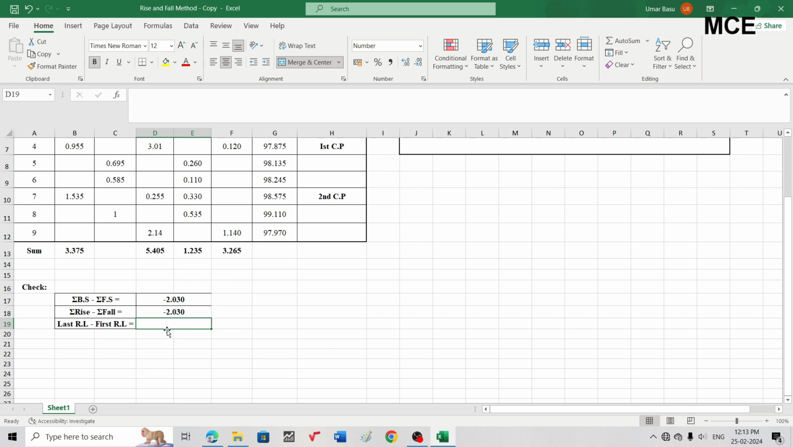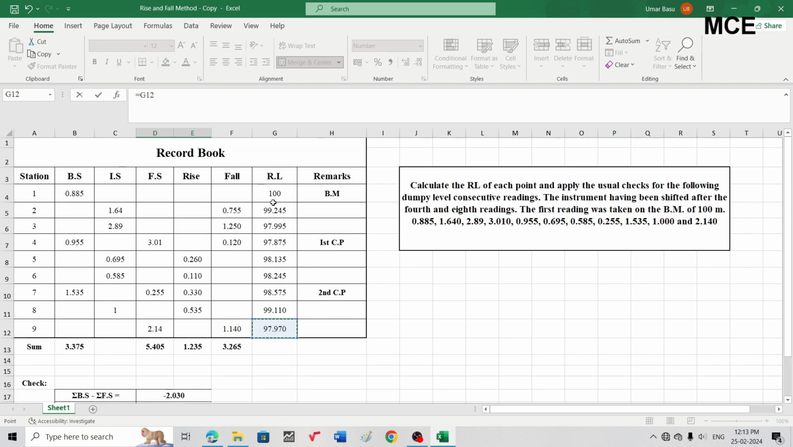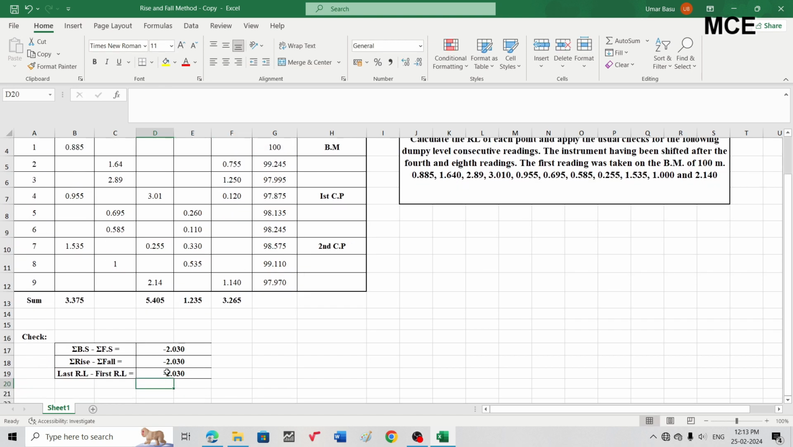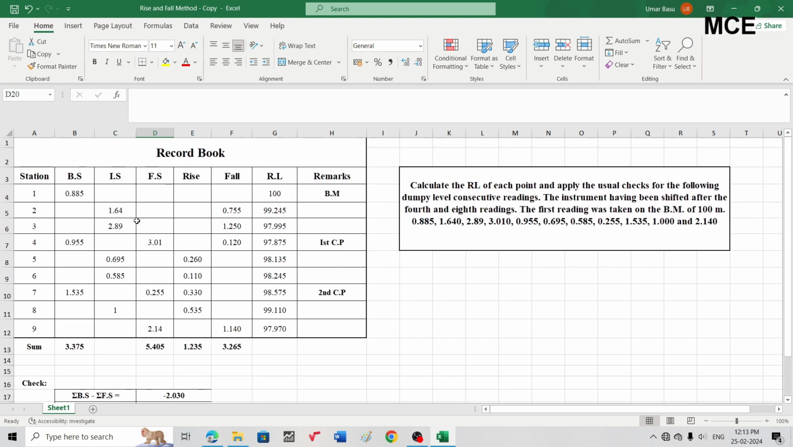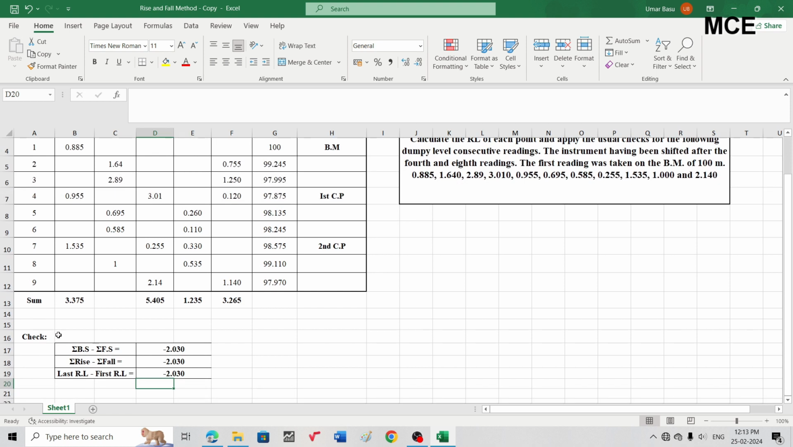2.030, and then take the last reduced level and subtract it from the first reduced level. So last reduced level, which is 97.970, and from it subtract the first reduced level, which is 100, and press enter. So you can again see we get the same value, that is minus 2.030. Okay, so it means that our measurements are correct. Okay, because we can see that we have got the same value from summation of back sides minus foresides, summation of rise minus summation of fall, and last reduced level minus first reduced level.